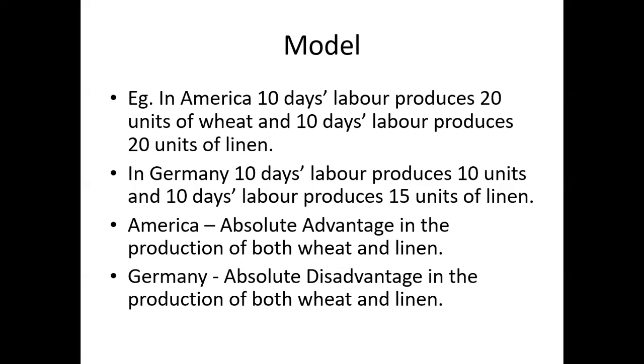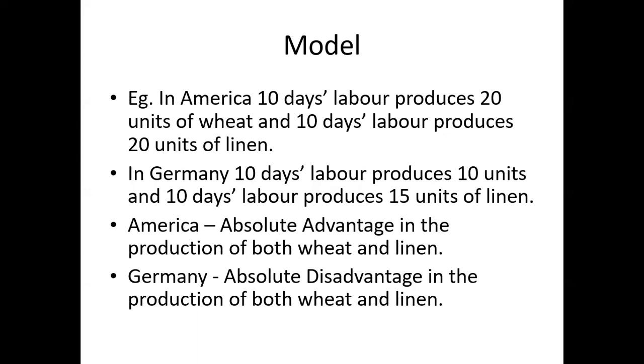So the above example shows that America is having absolute advantage over Germany in the production of both the commodities, because America is able to produce more units of both wheat and linen when compared to Germany. On the other hand, Germany is having comparative disadvantage in the production of both the commodities. But Germany is having a less comparative disadvantage in the production of linen than in wheat.